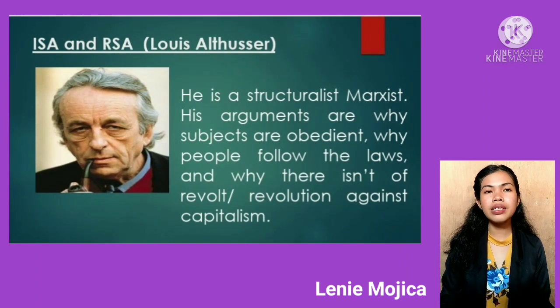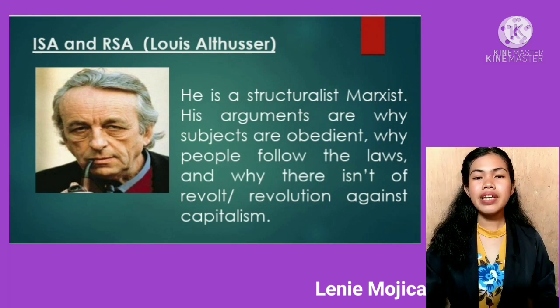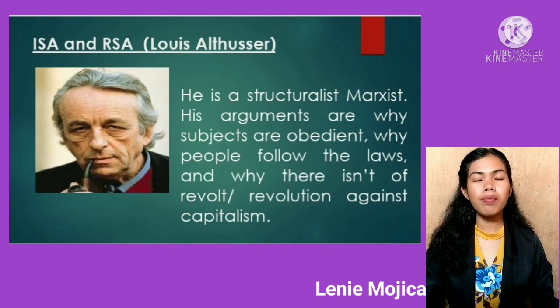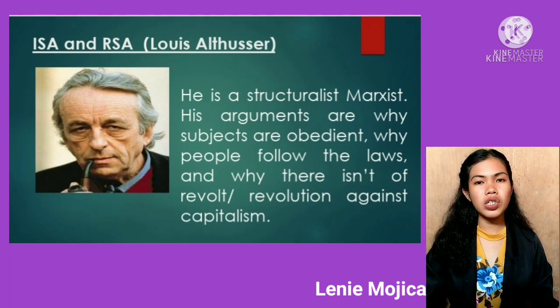Next, we have the ISA and RSA by Louis Althusser. Althusser is a structuralist Marxist. His arguments concern why subjects are obedient, why people follow the law, and why there isn't a revolt or revolution against capitalism. For him, a state or nation is determined by the capitalist mode of production and formed to protect its interests. There are two major mechanisms for ensuring people within a state behave according to the rules of the state even when it's not in their best interest in regard to their class positions to do so.